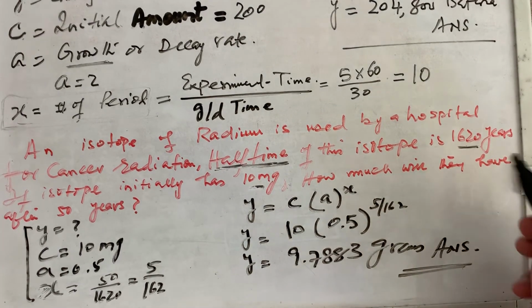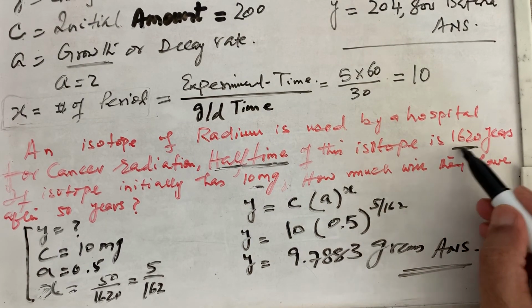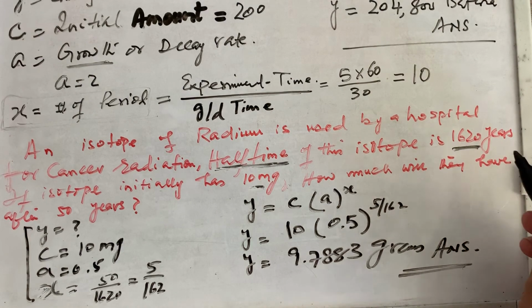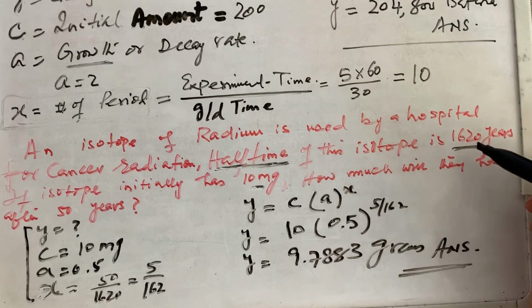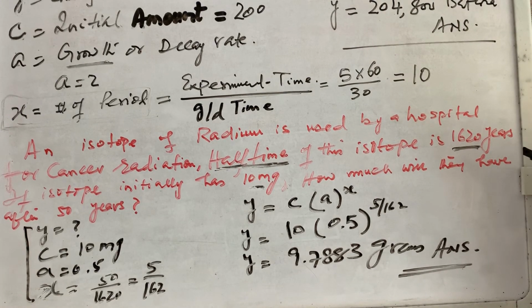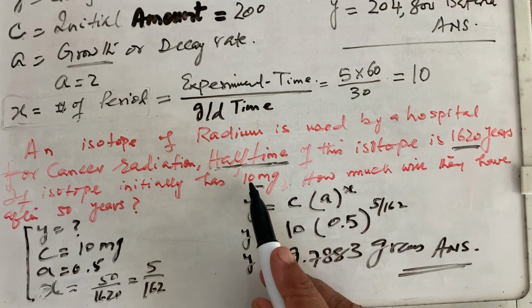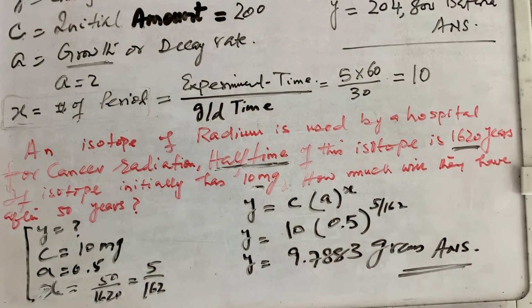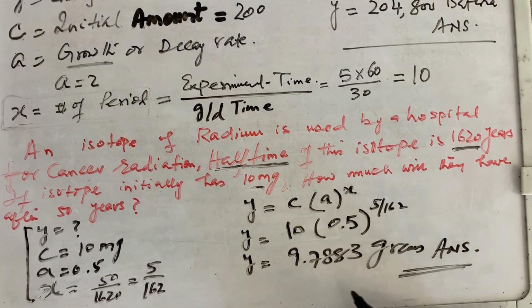Because the half-life is great for this isotope, 1620 years. After this many years, the quantity will be half, as I told you in the beginning, from 10 mg to 5 mg. But they are asking how much quantity they will have after 50 years. So after 50 years, they will have 9.7 grams.